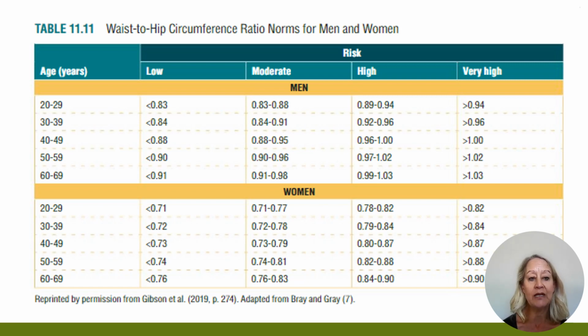Now, interpreting the waist to hip ratio, it provides information about body fat distribution and the associated health risks. Generally, higher waist to hip ratios indicate more abdominal or central adiposity, which is associated with a higher risk of obesity-related health conditions such as cardiovascular diseases, type 2 diabetes, and metabolic syndrome.